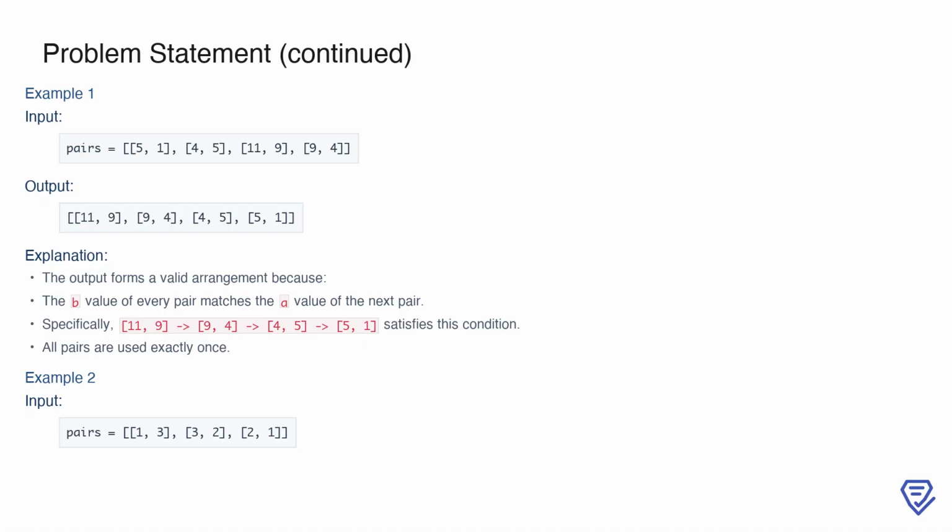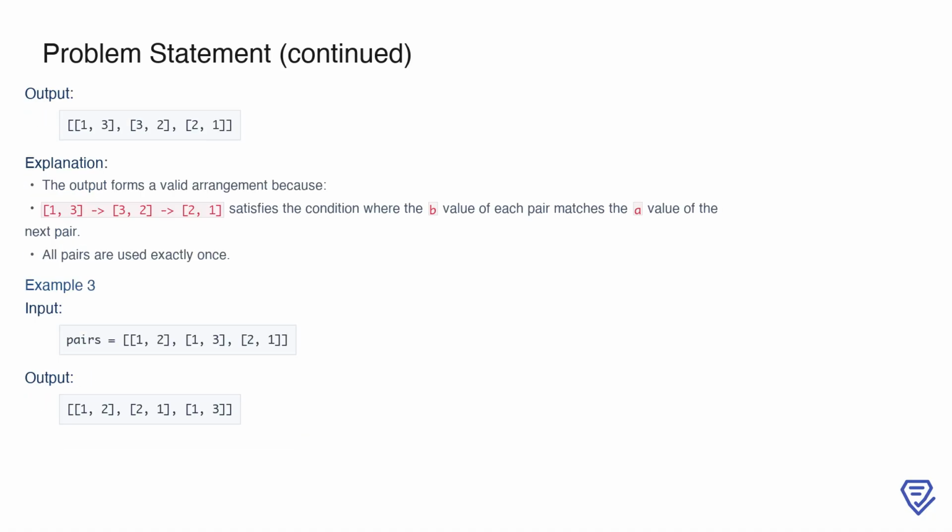To better understand the problem, let's look at an example. Suppose the input is pairs equals [[5,1],[4,5],[11,9],[9,4]]. One possible valid arrangement of these pairs is [[11,9],[9,4],[4,5],[5,1]]. This arrangement works because the second element of each pair matches the first element of the next pair. Specifically, 11 leads to 9, 9 leads to 4, 4 leads to 5, and finally 5 leads to 1. Additionally, all pairs are used exactly once, satisfying the problem's requirements. This demonstrates how the pairs can be rearranged into a sequence that forms a valid arrangement.